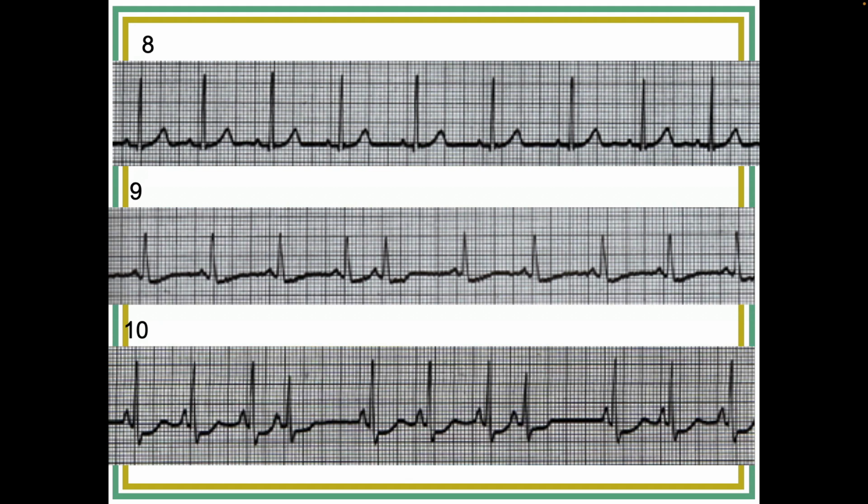Okay, next, please. I am saying number 9 is normal sinus rhythm at about 80 beats per minute using the 300 boxes method. And then we have a premature beat right here. Yeah, excellent, good job. Done.